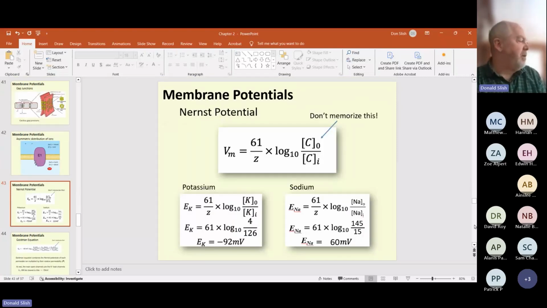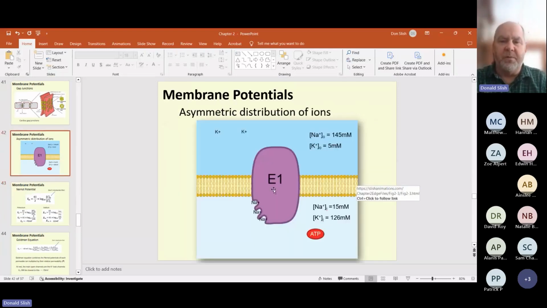So membrane potentials. Where does our membrane potential come from? This comes from two things really: asymmetric distribution of the ions and selective permeability. The asymmetric distribution of ions comes back to our sodium potassium ATPase. We're talking here about excitable cells, mostly neurons, also skeletal muscle and cardiac. You've got the sodium potassium ATPase working in the membrane, always pumping sodium out and potassium in. So you've got low internal sodium and high internal potassium.